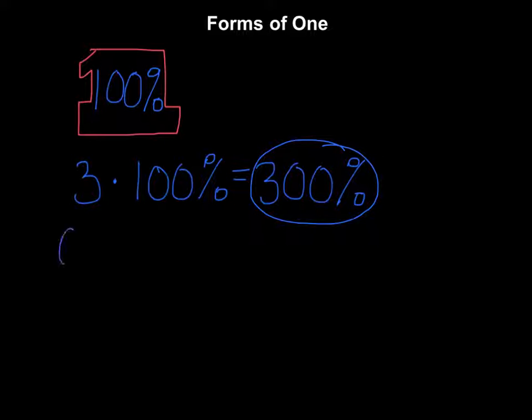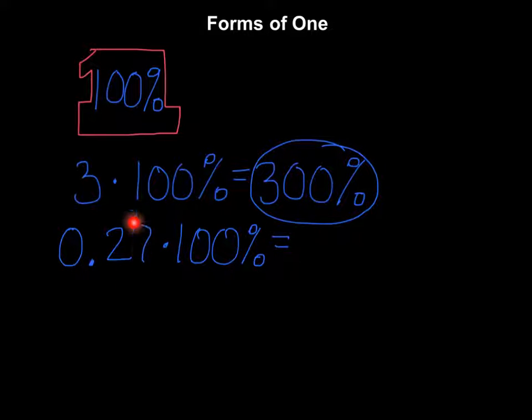Likewise, I could take something like 0.27 and multiply that by 100%. Now, 0.27 times 100, well, 100 will move the decimal 2 times, so once, twice, so that'll make that just a whole number 27, and the percent sign tags along to the answer. And so we see 0.27 is exactly the same as 27%.